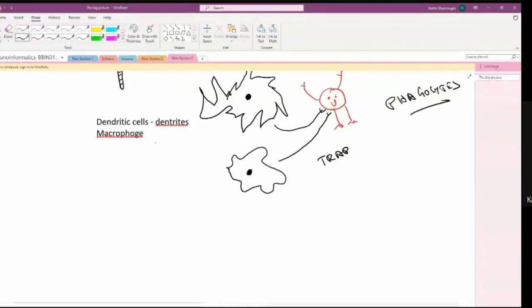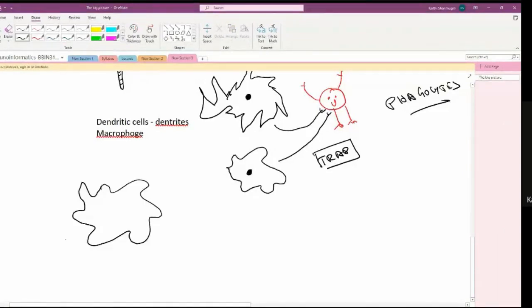There are so many cells which are a part of this. Just for example, dendritic cells or macrophages, right? Those are very common, that's why I have given them. They're going to trap this, so let me draw this. We take a macrophage here, and the macrophage is going to trap, phagocyte this.